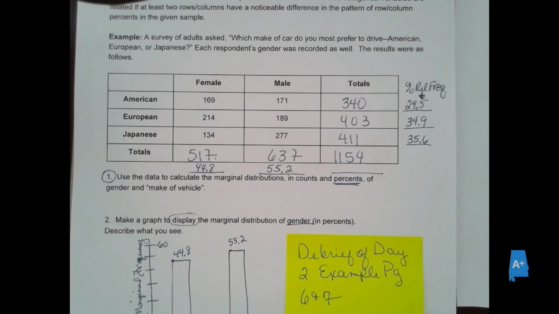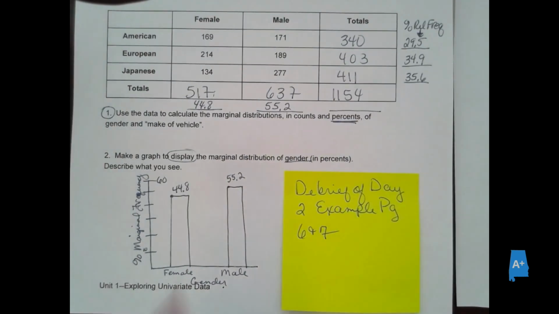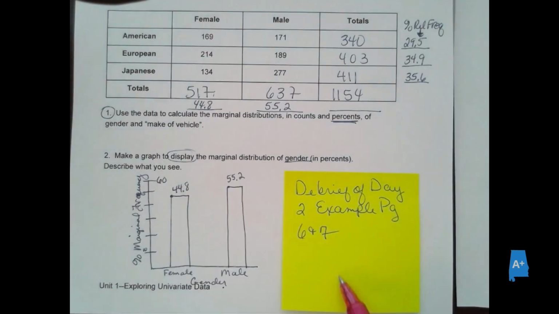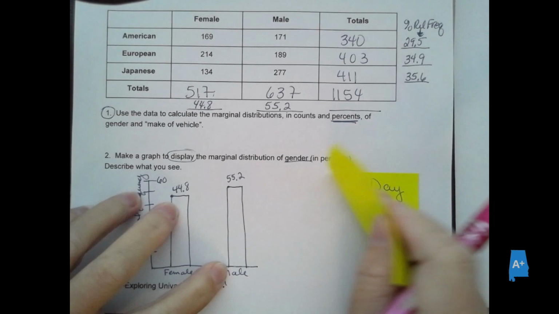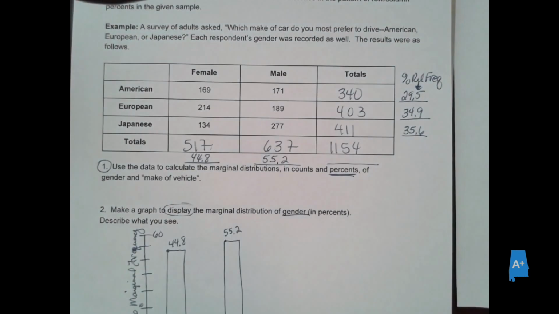Hello, this is a debrief of the day 2 example about the big table of numbers about what cars you like and what gender you are. This is on pages 6 and 7 of the student packet for A+ College Ready. This is a debrief because you could do all of the mathematics, find all the answers and make all the charts, but we need to make sure that we put the words together with what you're doing.